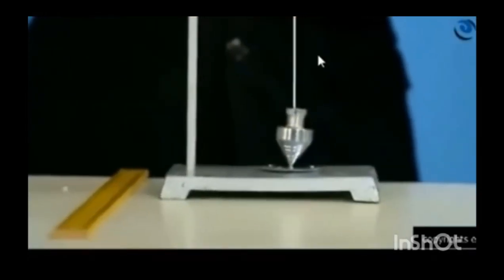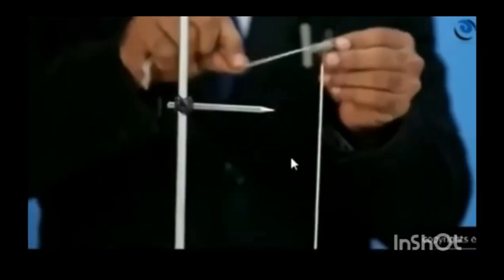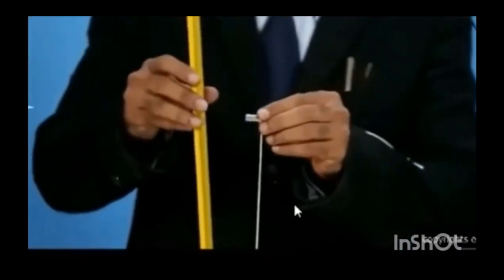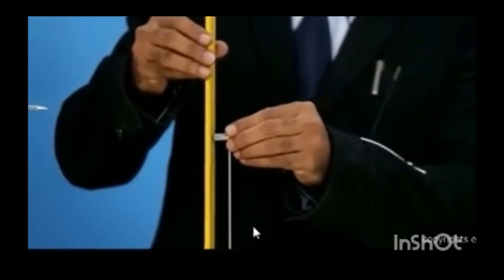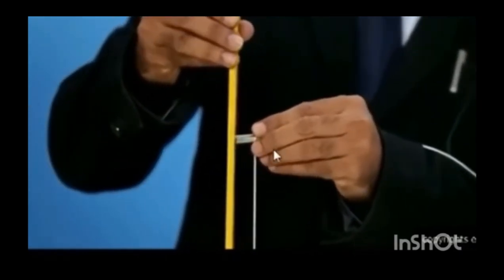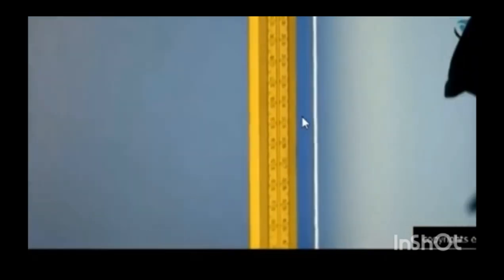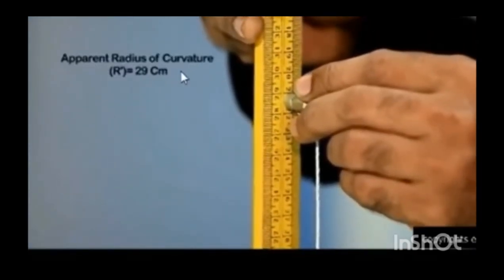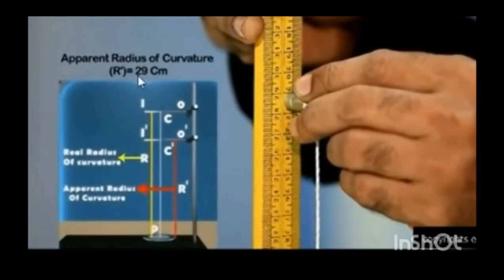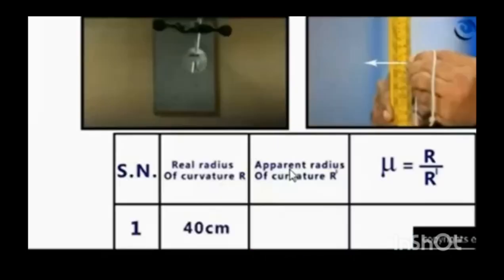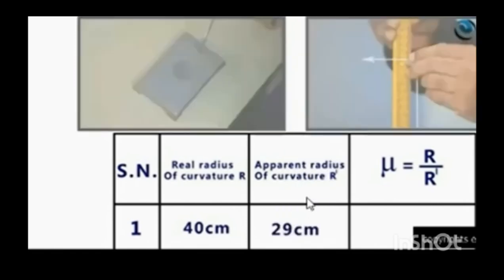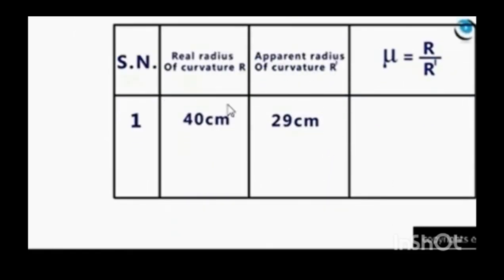This height will be radius r dash, or height we can say h2. The ratio of h1 to h2 is the refractive index of water, and this height is 29 centimeter. So we'll write it in our table, 29 centimeter.